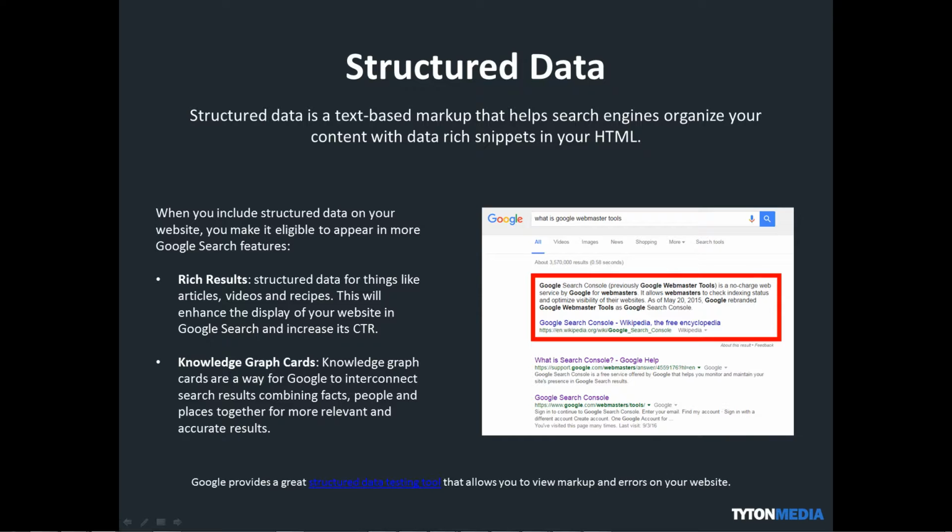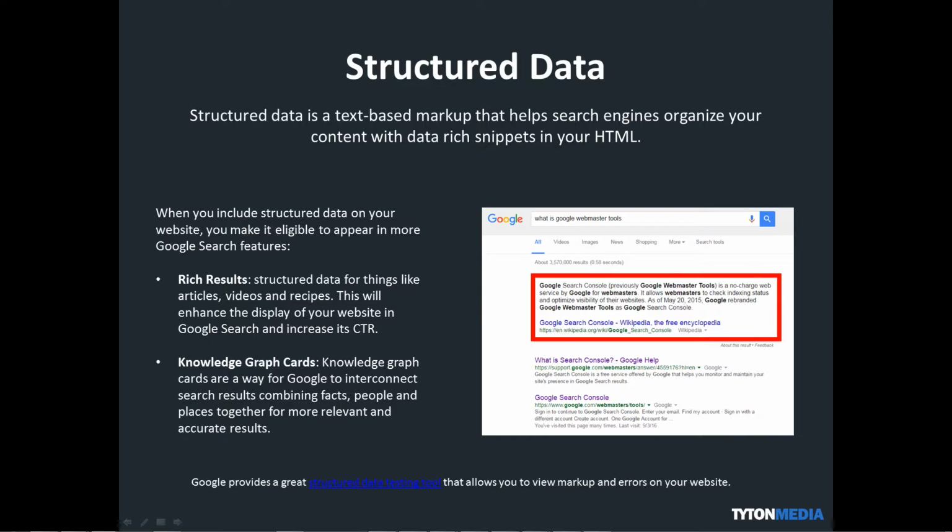So when you include this type of data on your website, you increase your SEO because you're going to get a higher click-through rate in the search engine results pages. Like if you look at this example here, where we search for what is Google Webmaster Tools, you see this little snippet here that we've outlined in red from Wikipedia, where it just gets out that little tiny rich snippet and tells you the answer to your question without even having to click on the link to the page.